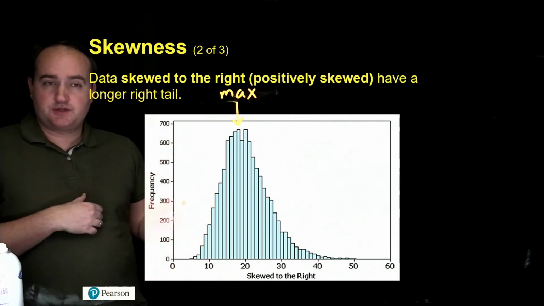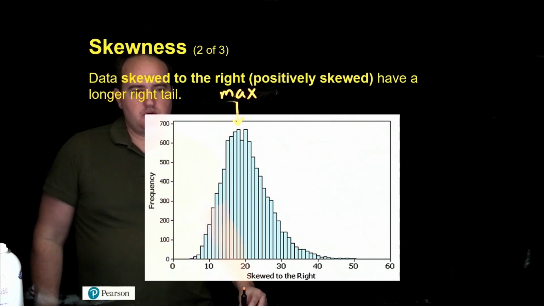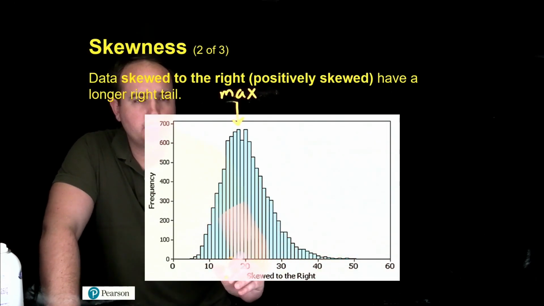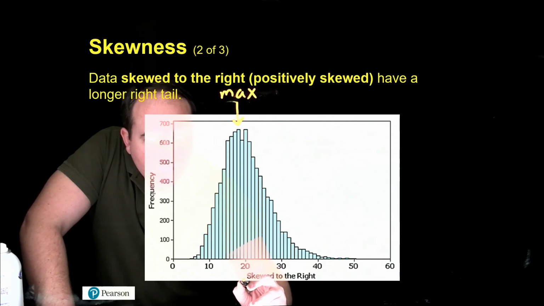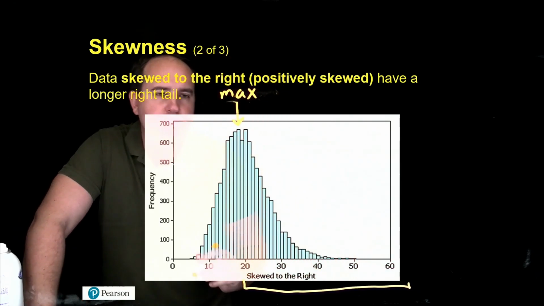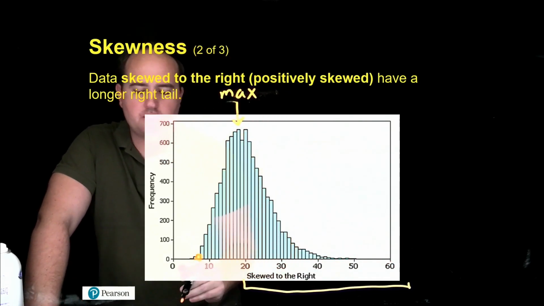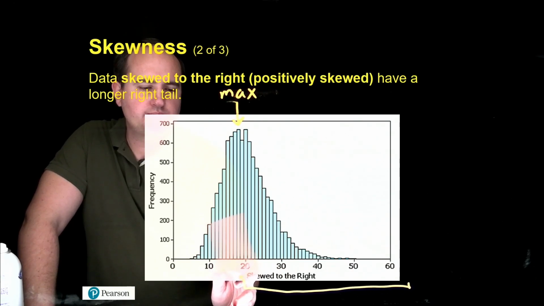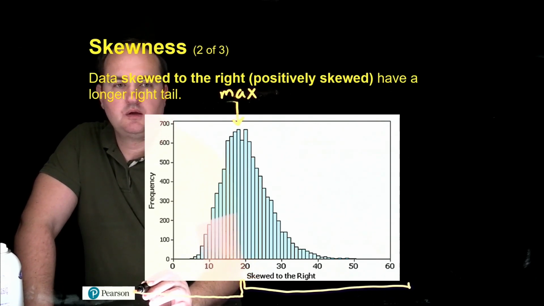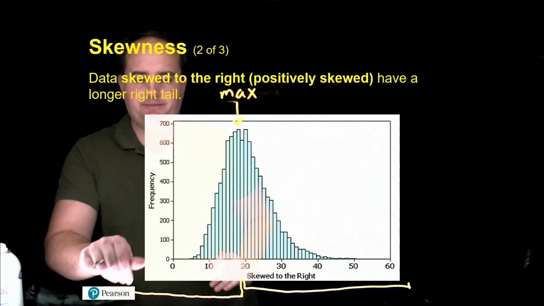But the reason we call it skewed to the right is we can see the tail on the right. In other words, how far it is from the maximum to the right side of the graph is actually longer than the tail on the left. The tail on the left is how far it is from the maximum to the left side.